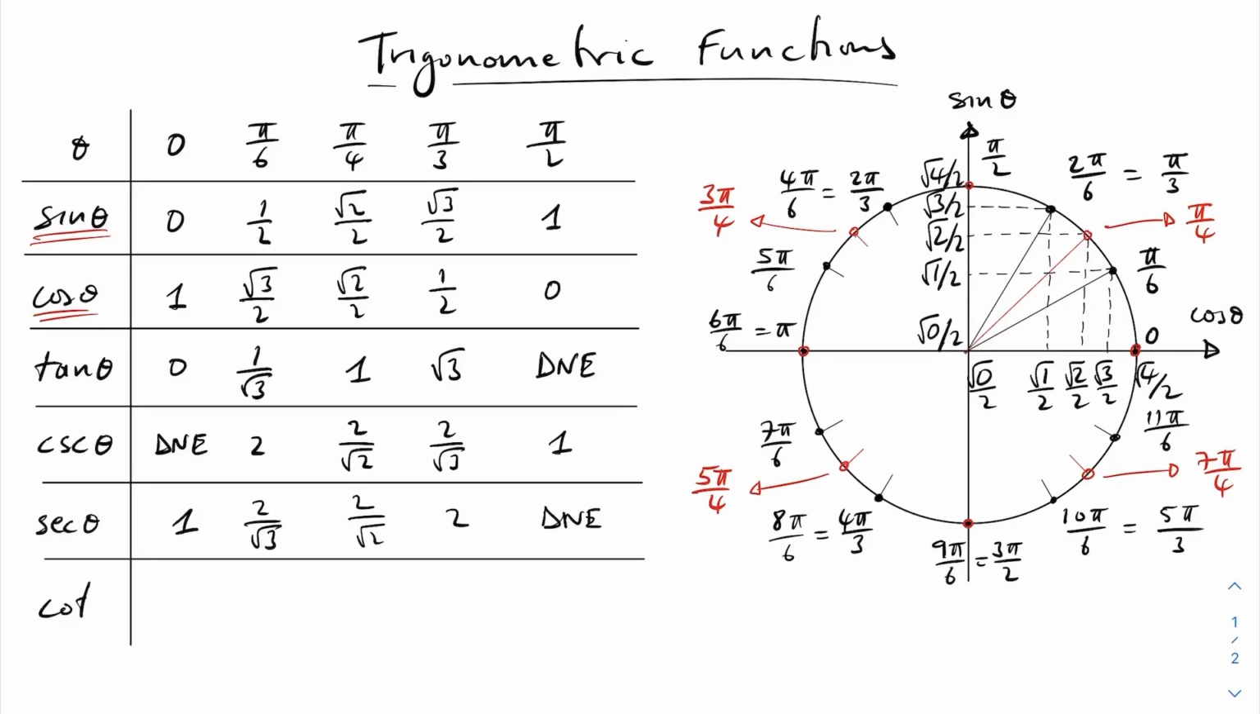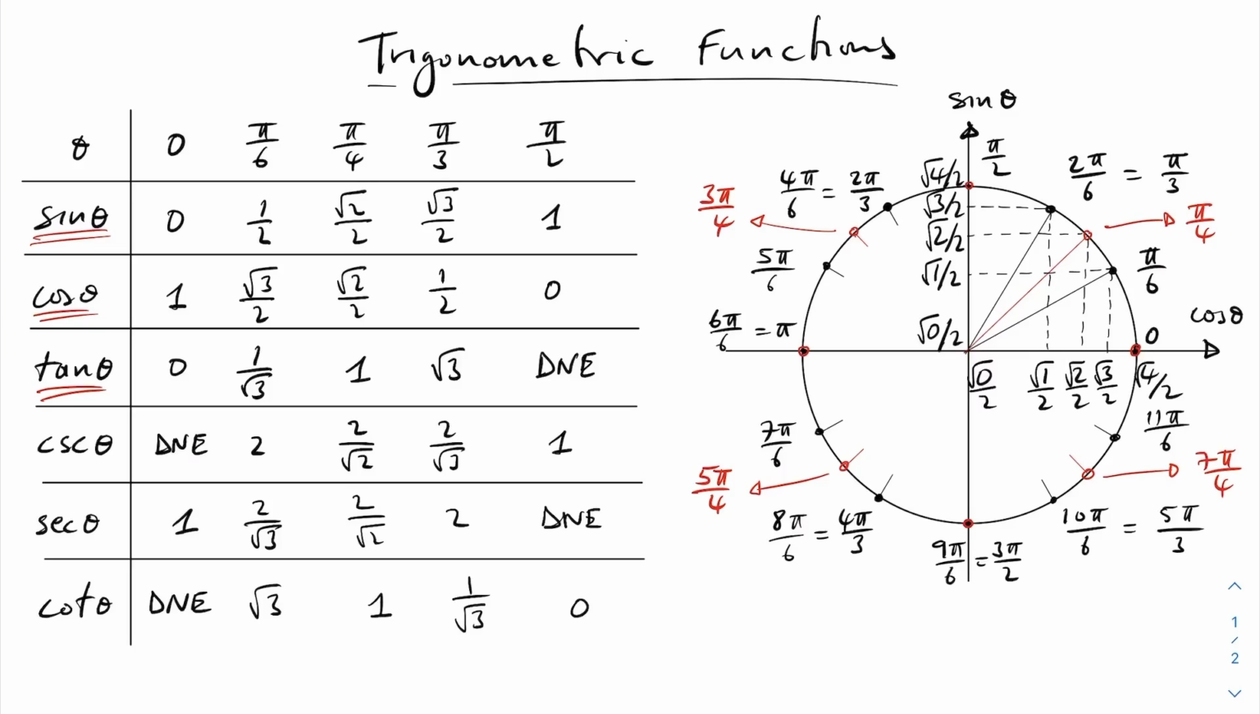Finally, the cotangent is going to be equal to 1 over the tangent. And so the first one here is not going to exist because that's 1 over 0. Next one here is going to be square root of 3, then 1, then 1 over the square root of 3. And finally, for this one here, you're going to have the cotangent being the cosine over the sine. And so that's going to be 0 over 1, which gives you 0.